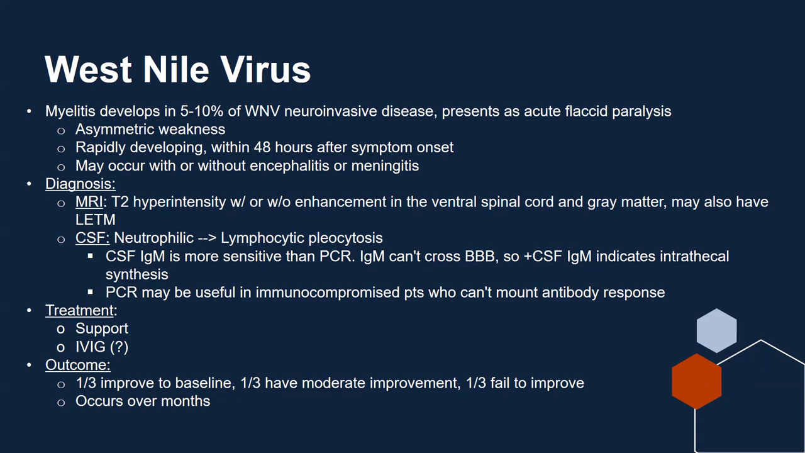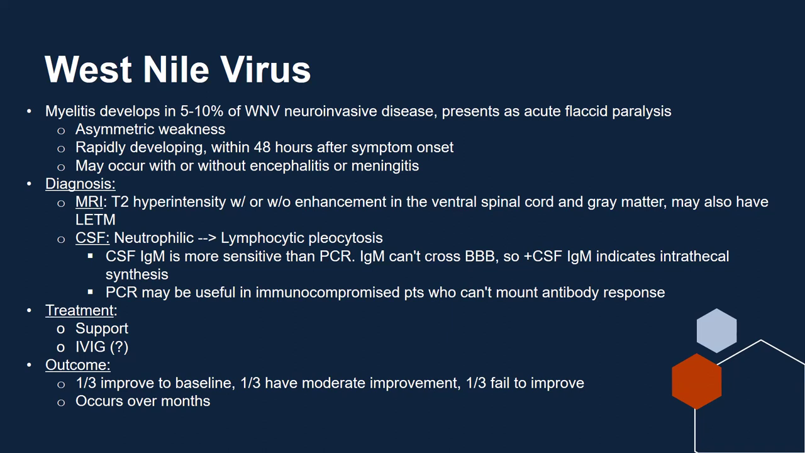And then in some patients that are immunocompromised, they may not be able to mount an appropriate antibody response. So you can obtain a PCR from the CSF as well. Treatment is typically supportive, although some centers do use IVIG. And then recovery for neuroinvasive disease, specifically AFM, occurs over months and is pretty unpredictable. About a third of patients will have complete recovery, a third will have incomplete recovery, and then a third just will fail to improve.